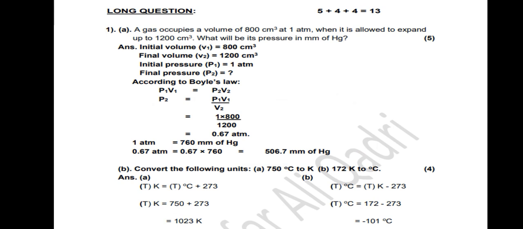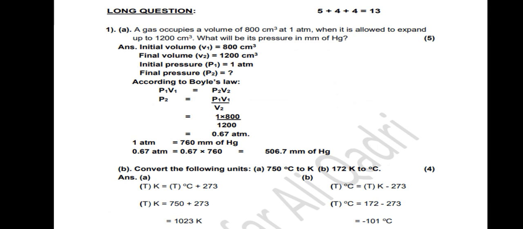Putting the formula, P1V1 is equal to P2V2. Here we have to find the final pressure, that is equal to P2. Putting these values, we get the value 506.7 millimeter mercury.